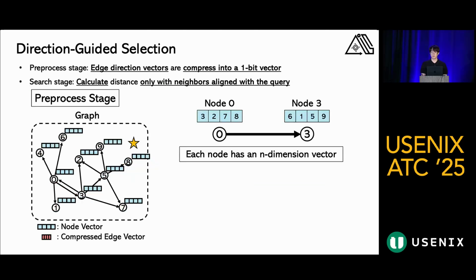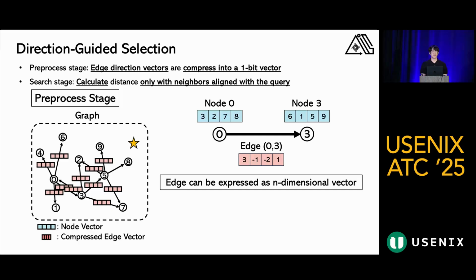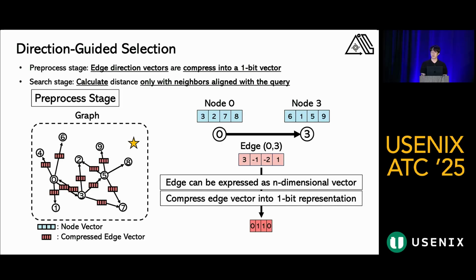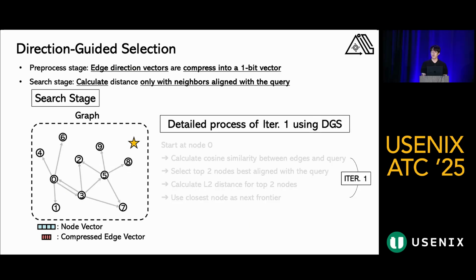In the pre-processing step of direction-guided selection, we use an n-dimensional vector in each node. By subtracting the source and destination, edges can be expressed as an n-dimensional vector. And then we compress the edge vector into a 1-bit representation, positive value as 0 and negative value as 1. We utilize this compressed edge vector to effectively select neighbors aligned with the query.